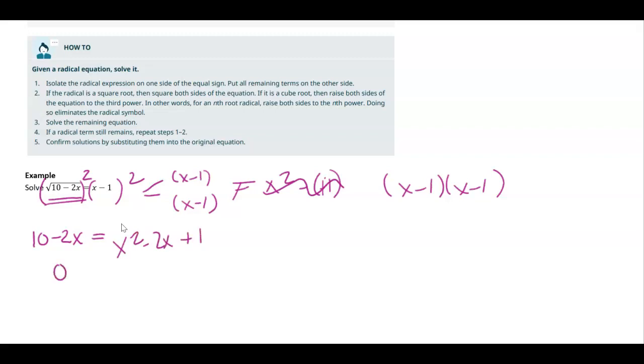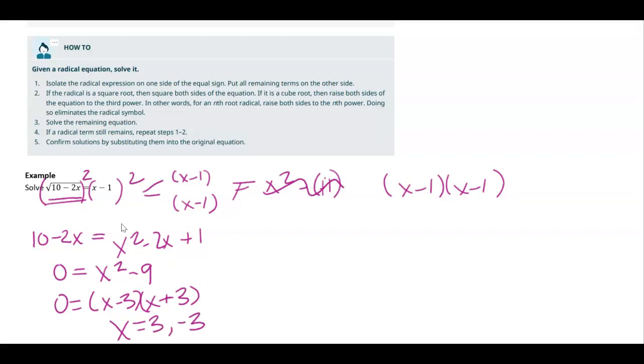I'm going to go ahead and let this be equal to 0 to solve this quadratic. When I add 2, those cancel. And when I subtract 10, I get negative 9. We get x minus 3 times x plus 3, which means I have possible solutions at 3 and negative 3.